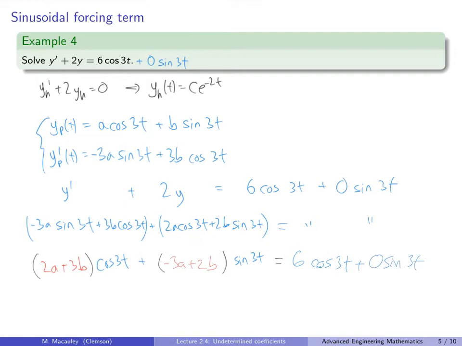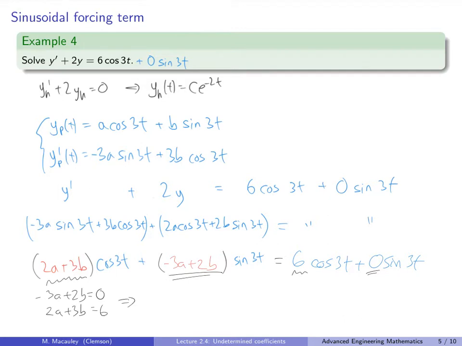So in other words, this thing, 2a plus 3b, has to be equal to 6, and negative 3a plus 2b has to be equal to 0. So this gives us a system of equations. I'm going to write the simplest one first, negative 3a plus 2b equals 0. And then I'm going to write 2a plus 3b equals 6.